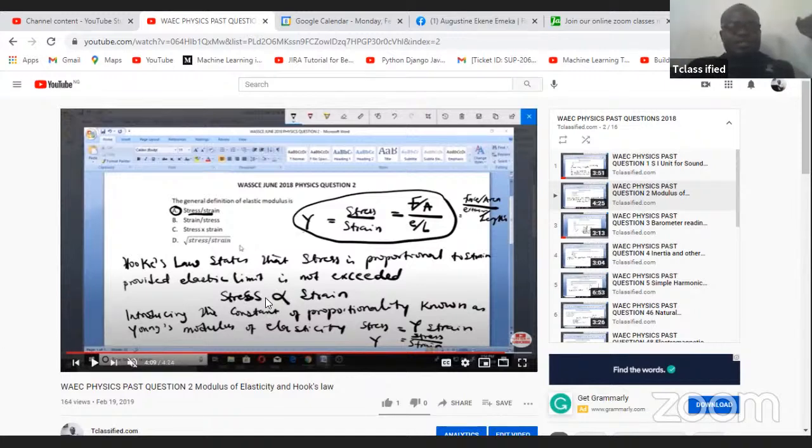And this is the representation. Stress is proportional to strain, and the constant of proportionality is known as Young modulus of elasticity. So Young modulus is equal to stress over strain, which is the elastic modulus as well. And that makes option A the answer. Are you clear on that? Good. Another way of stating it: stress is equal to force over area, and strain is equal to the increment over the normal length. Take note of this because this question could come up in calculation form. So let's move to the next one.